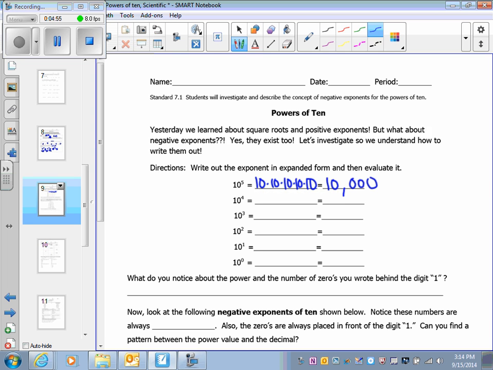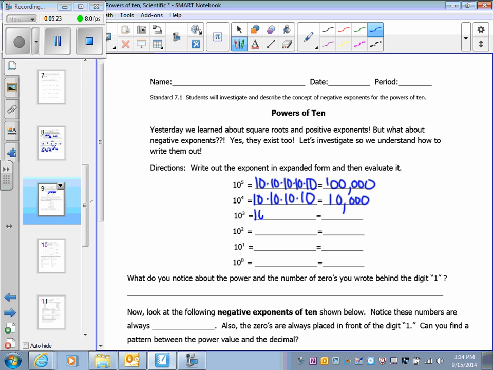Okay, I have 4 zeros there, so let me fix that. We need 5 zeros, so this value is 100,000. Again, this trick where you add the zeros only works for the 10. So 10 to the 4th means 10 times 10 times 10 times 10. So 10 times itself 4 times, not 10 times 4. And so the trick tells us that we can add 4 zeros. So this value is 10,000.